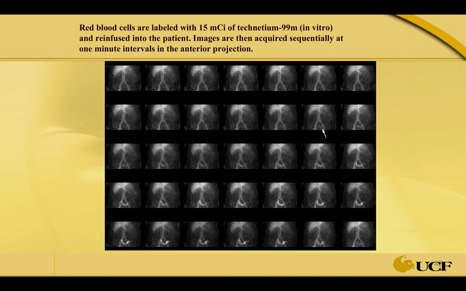Again, they are very sensitive. They can detect very small bleeds, 10 times more sensitive than angiography. And the bleeding scan is the initial imaging study of choice for lower GI bleeds.